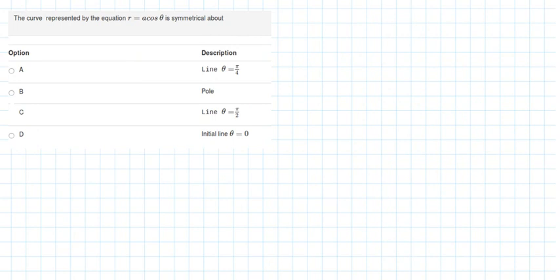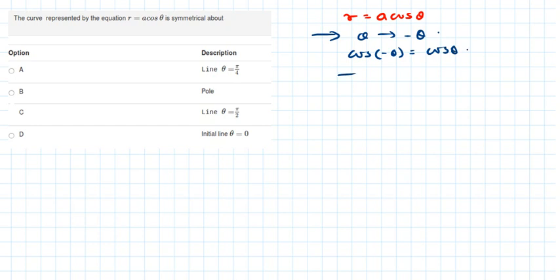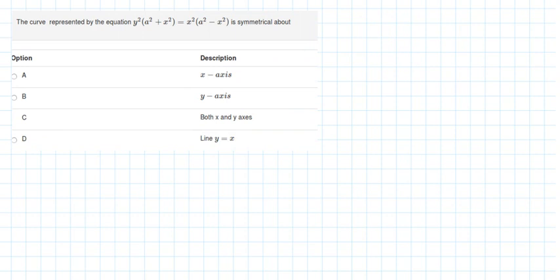Next question. The curve represented by r equal to a into cos theta is symmetrical about. Obviously this is a polar curve, and in this polar curve, if you replace theta by minus theta, the value for cos of minus theta will be again cos theta, which means the equation remains unchanged, so it will be symmetrical about the initial line or theta equal to 0. So option D is right.